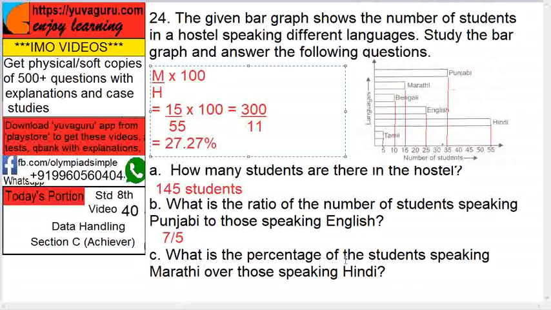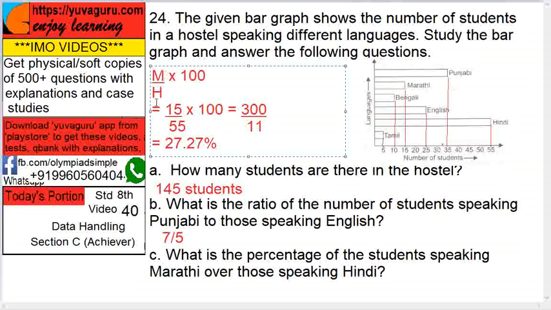Next, what is the percentage of students speaking Marathi over speaking Hindi? Here Marathi is 15, Hindi is 55. The word over is wrongly used over here. It means speaking Marathi to Hindi, because over means above it should be, but Marathi is not above Hindi. So it should be Marathi to Hindi.